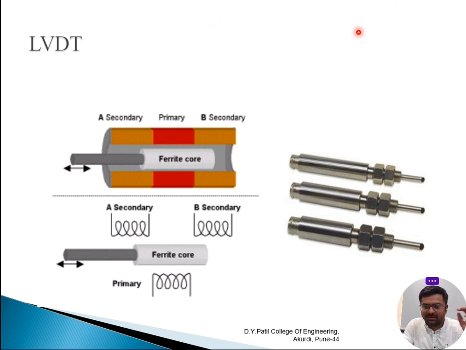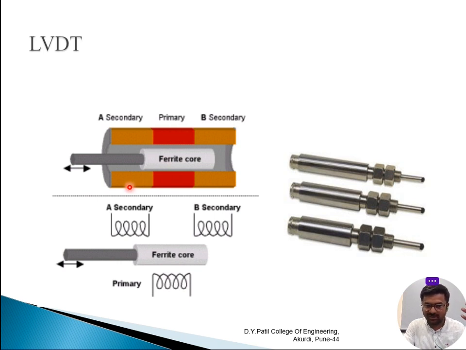Here the complete structure, with the different electrical components, is enclosed within the rod. You can observe a cross-sectional diagram, obtained by taking a cross-section of this rod. Here you will have one primary winding, two secondary windings, and a ferrite core which is movable. Usually in this diagram it is moving horizontally, and the horizontal displacement is shown like this. So this is the construction detail you will be understanding.